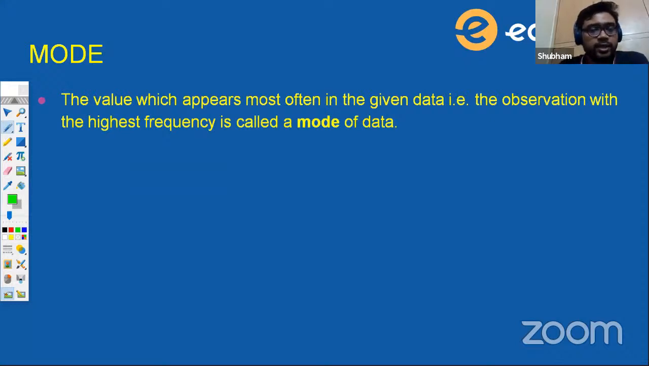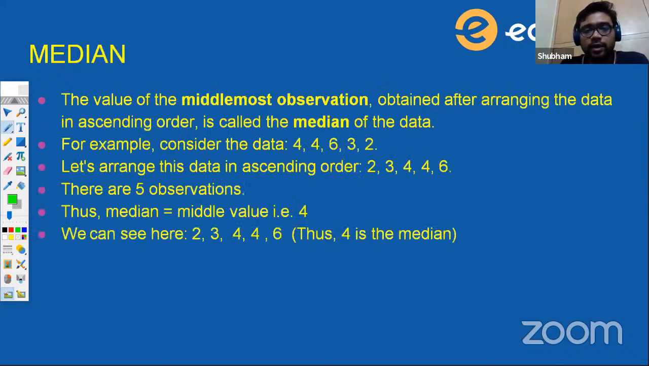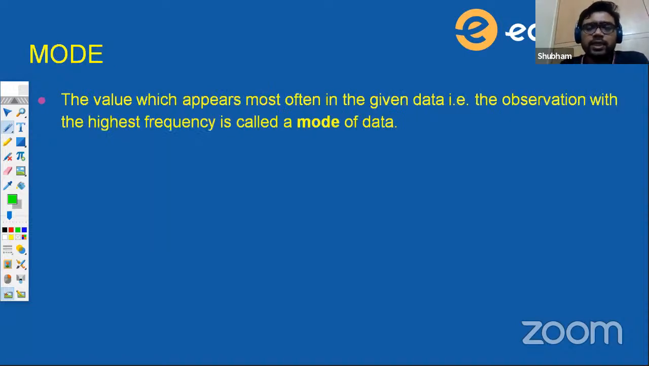Okay, the next thing is mode, a value which appears most often in the given data. For example, if you look at this data set 2, 3, 4, 4, 6, which observation is the most frequent one? 4. 4 has got the highest frequency, no? So the mode of this data is 4. Mode is basically the observation with the highest frequency. It's called the mode of a data.